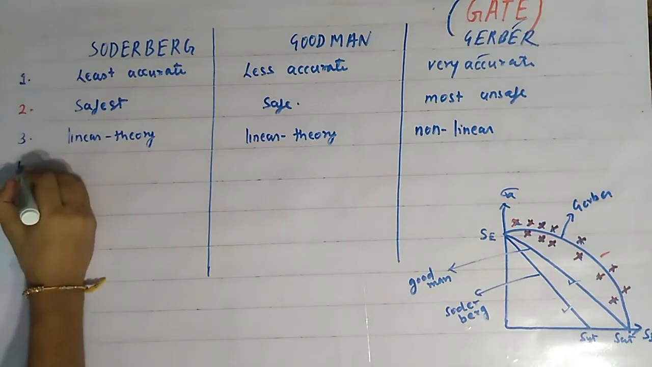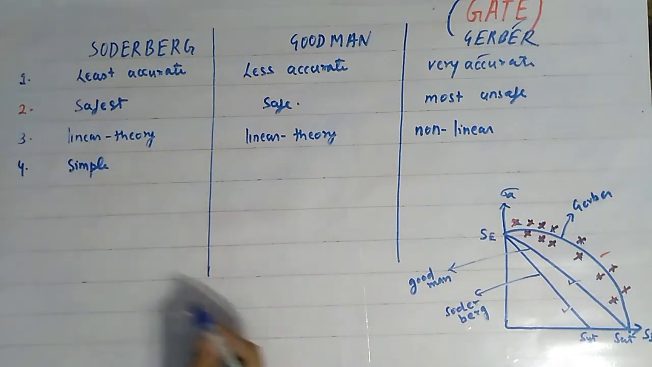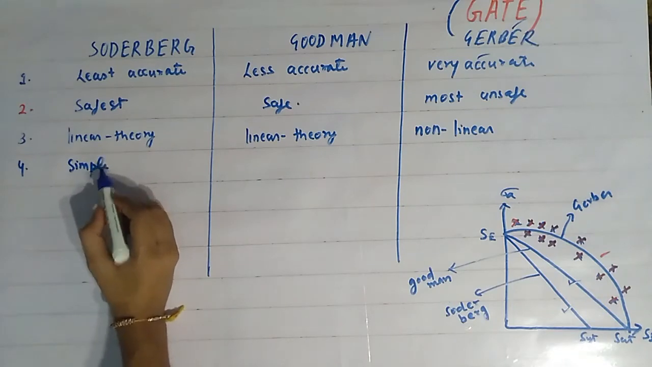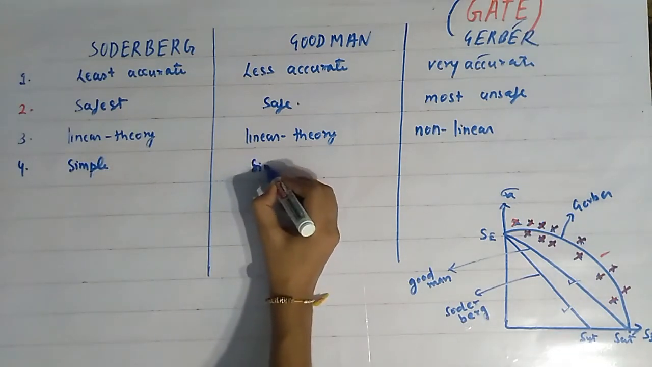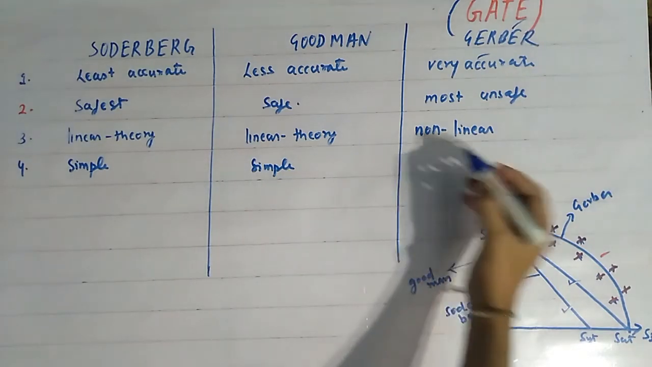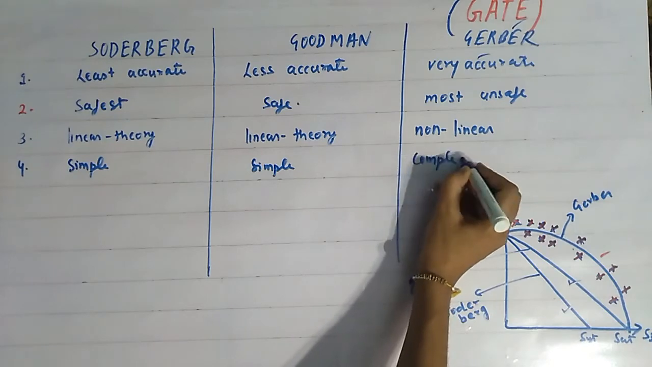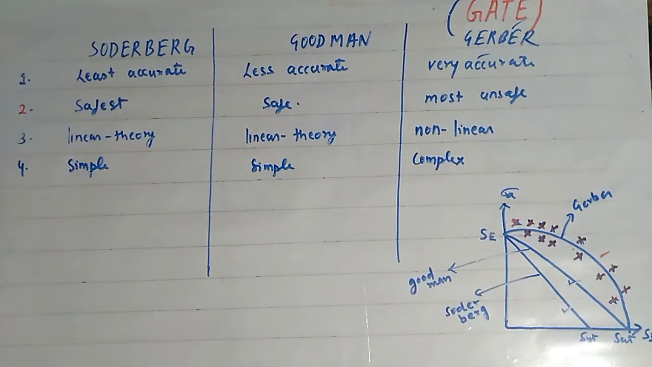Now the fourth point is the simplicity of the theory. The Soderbergh criteria is a simple theory of failure, very simple to apply because a straight line relationship is there, and the Goodman criteria is also very simple to apply because of the straight line relationship. But the Gerber criteria is having a parabola, so it is a very complex theory of failure and involves complex calculations.